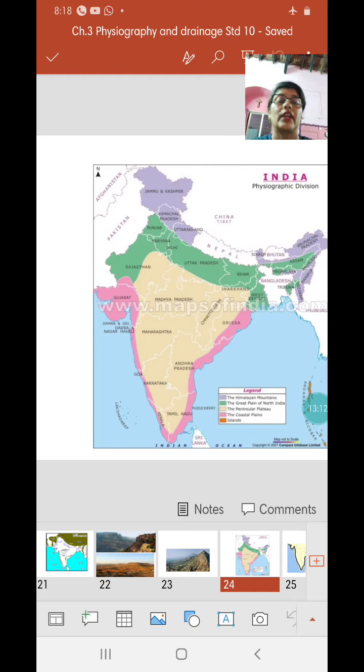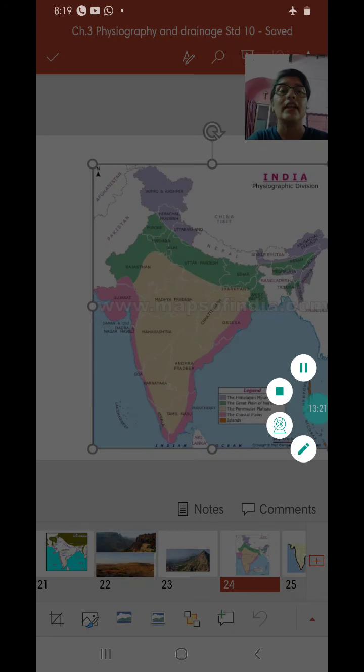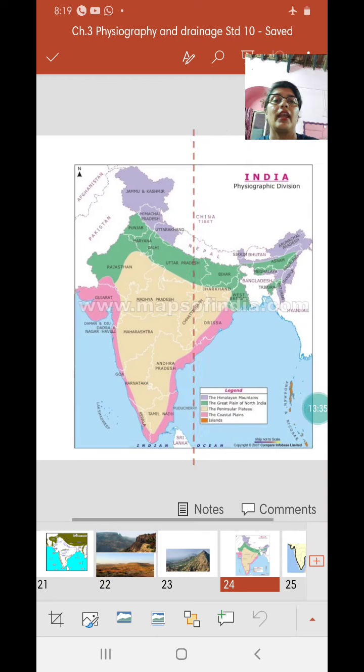So there could be a question: why are deltas formed on the eastern coastal plain? Why are they not formed on the western coastal plain? There you will have to explain that the plateau slopes eastwards, and therefore most of the east flowing rivers have deposited a large amount of sediments in this region, forming a large number of deltas.